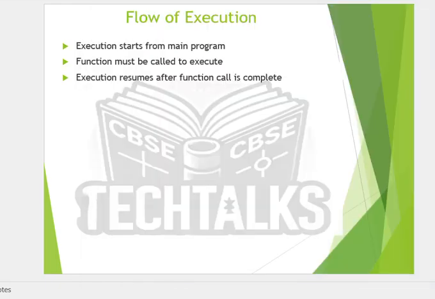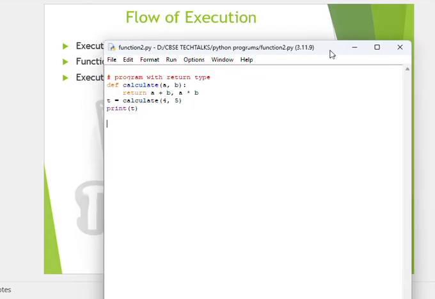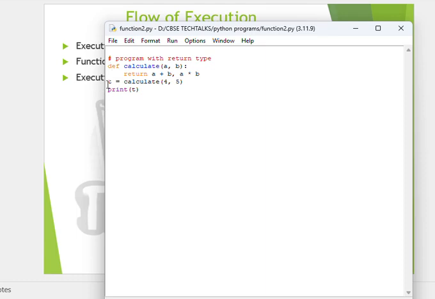Now the last thing is flow of execution. Now how does the execution of a function take place? Execution starts from the main program. A function must be called to execute, so you have to call the function. Execution resumes after the function call is complete. I will show you using this. Execution starts from the main program. This is the function definition, and the main program is here. You can see it starts from here, and in this only we have called the function.